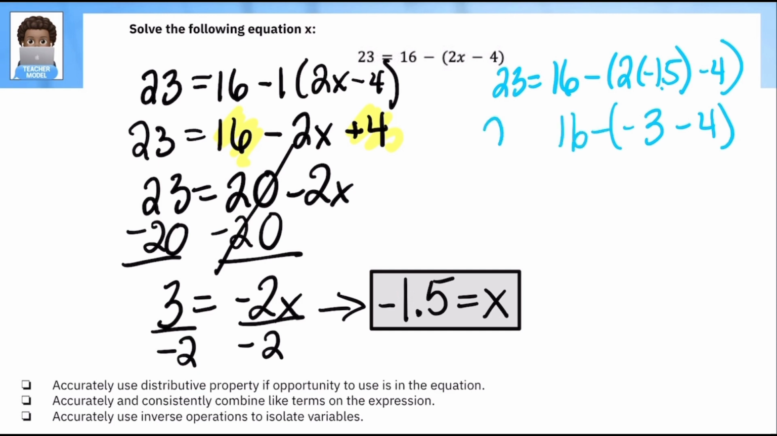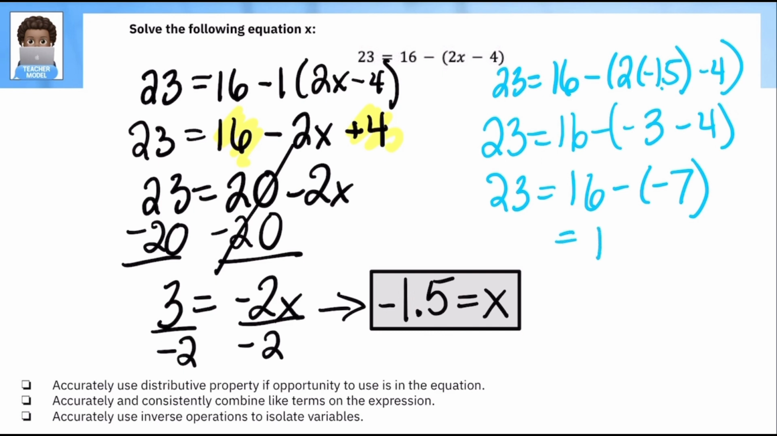All right, let's combine those like terms in the parentheses first. So negative 3 minus 4 is negative 7. And now I'm going to distribute that negative 1. So 16. Negative 1 times a negative 7 is positive 7. And this is a true statement. 23 is equal to 16 plus 4. So hit pause and jot this one down into your notes as well.